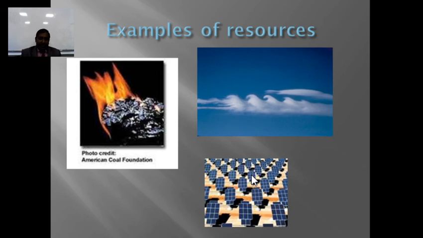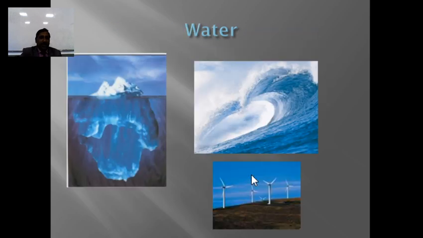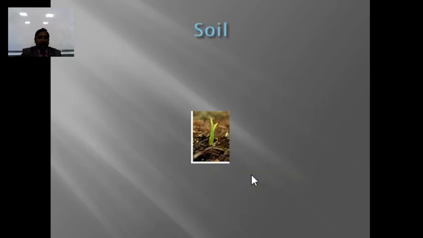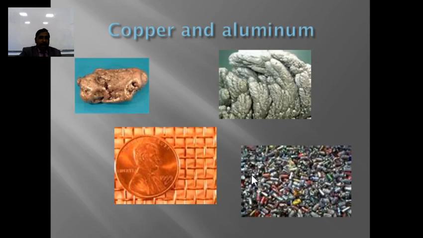Some examples in the form of pictures I would like to discuss with you. These are coal, natural resources like air and solar energy, water in different forms, wind energy. Soil is a very important resource. You cannot think of life without soil. Similarly, several minerals, copper and aluminium, are shown here. These are available, and by our mind and technology, human beings have made them usable for various purposes. You can see the picture.